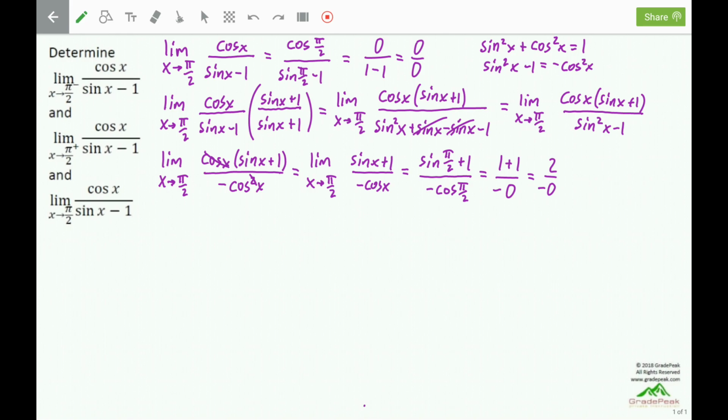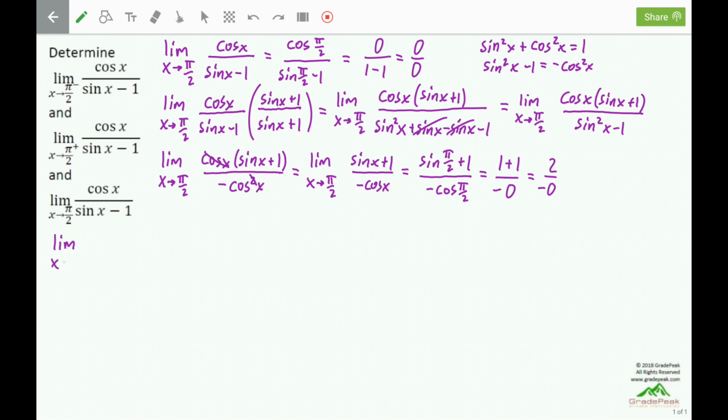That negative 0 in the denominator is not actually a 0, because x is only approaching pi over 2 here. It does not reach pi over 2. But a limit result of a non-zero number over 0 is equal to either positive infinity or negative infinity, where the sign of the infinity often depends on the side the limit is approaching from. We therefore have to work out each of the one-sided limits separately.